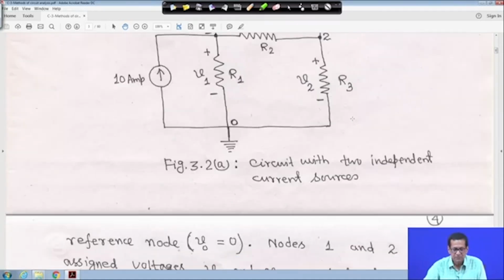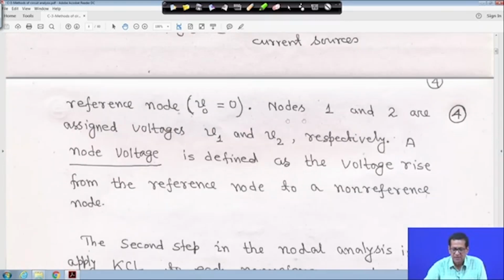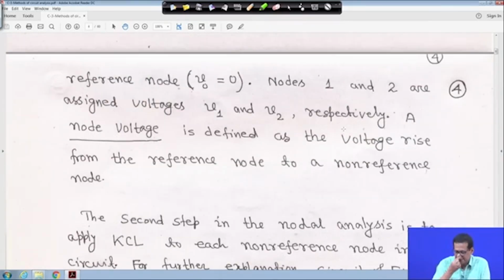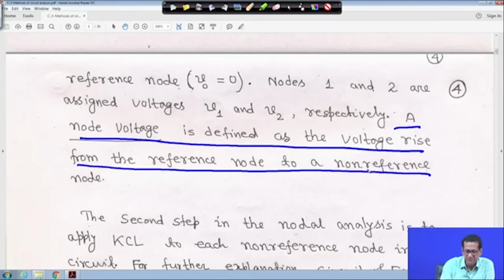So, the reference voltage here is marked as 0, and node 1 and 2 are assigned voltages V1 and V2 respectively. Therefore, a node voltage is defined as the voltage rise from the reference node to a non-reference node. Now, the second step in nodal analysis is to apply KCL to each non-reference node.